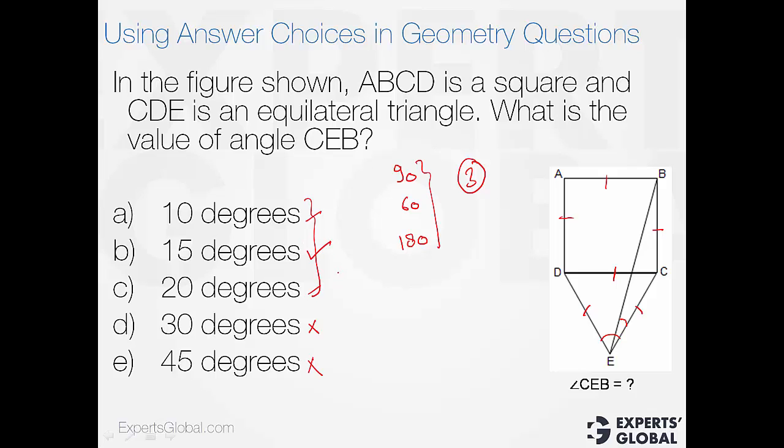Doing it mathematically, of course. This is 60. This is 90. This is 60. So 90 and 60, 150. And these two sides are equal, so these two angles have to be equal. 150 is taken from here, so 30 remain. Each of them has to be 15 each.